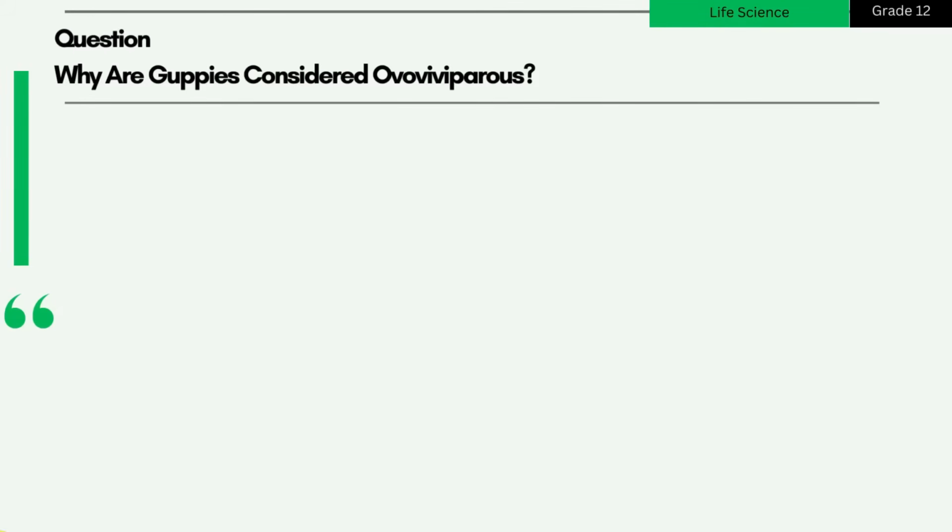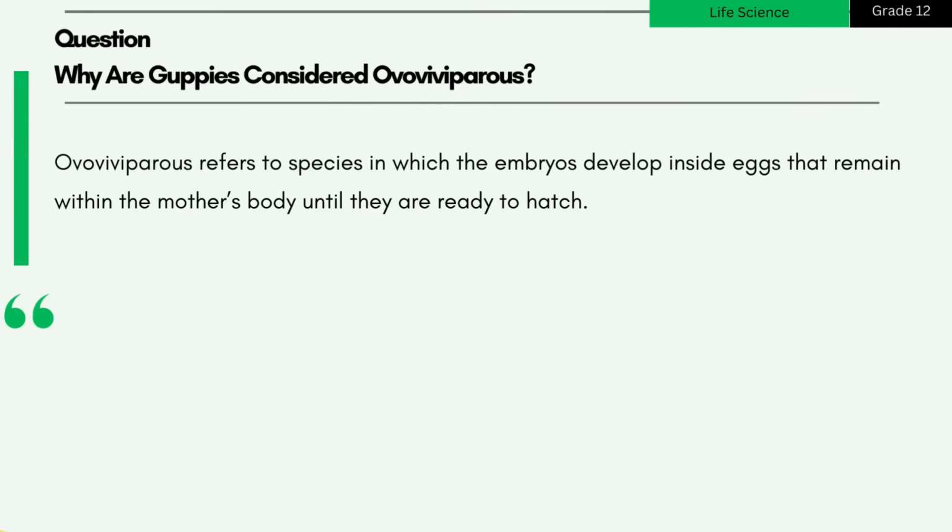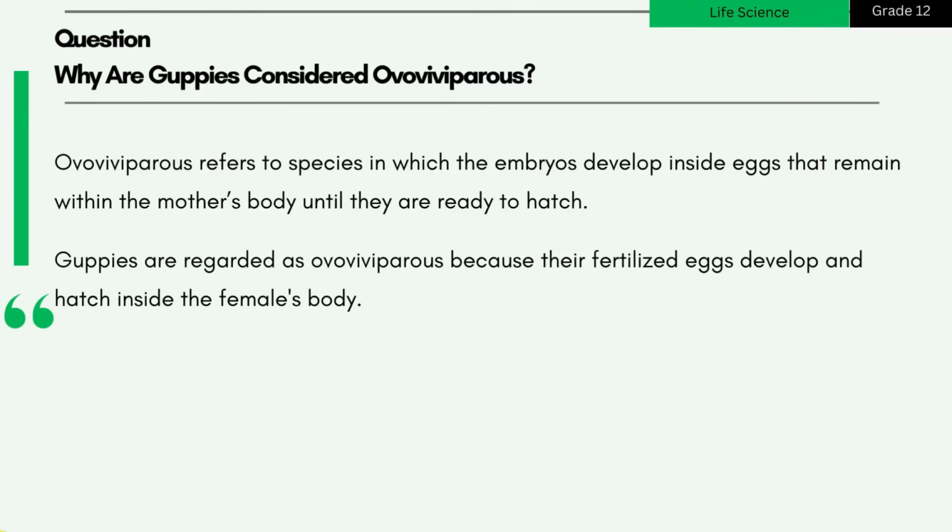Question: why are guppies considered ovoviviparous? Ovoviviparous refers to species in which the embryos develop inside eggs that remain within the mother's body until they are ready to hatch. Guppies are regarded as ovoviviparous because their fertilized eggs develop and hatch inside the female's body.